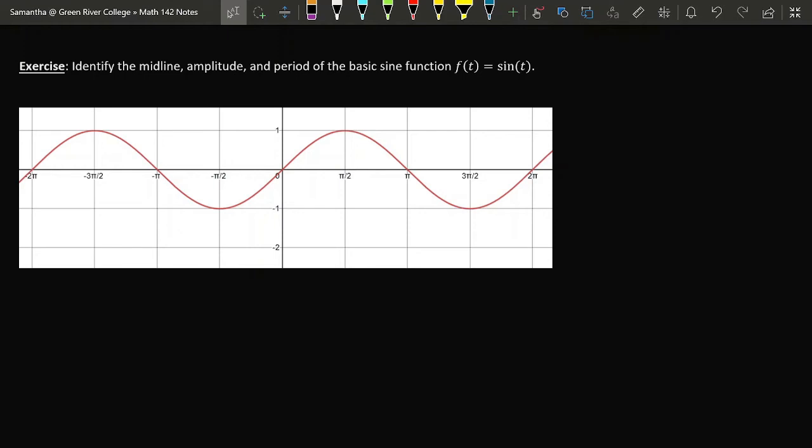Alright, the midline. The midline is the line that cuts directly between the peak, located at y equals 1, and the lowest point, located at y equals -1. Directly between +1 and -1 is y equals 0. So the horizontal line, y equals 0, is the midline.